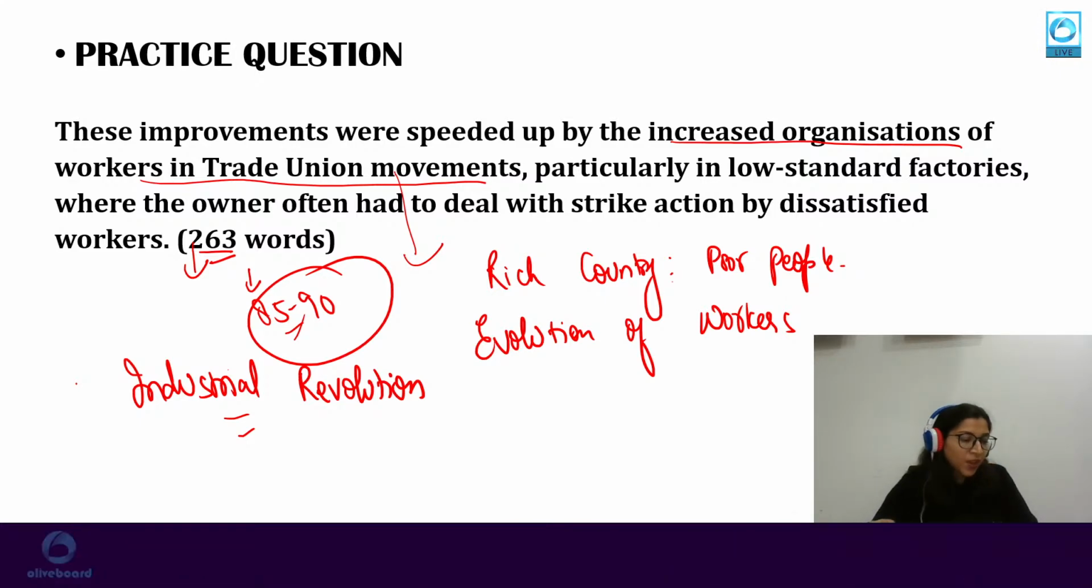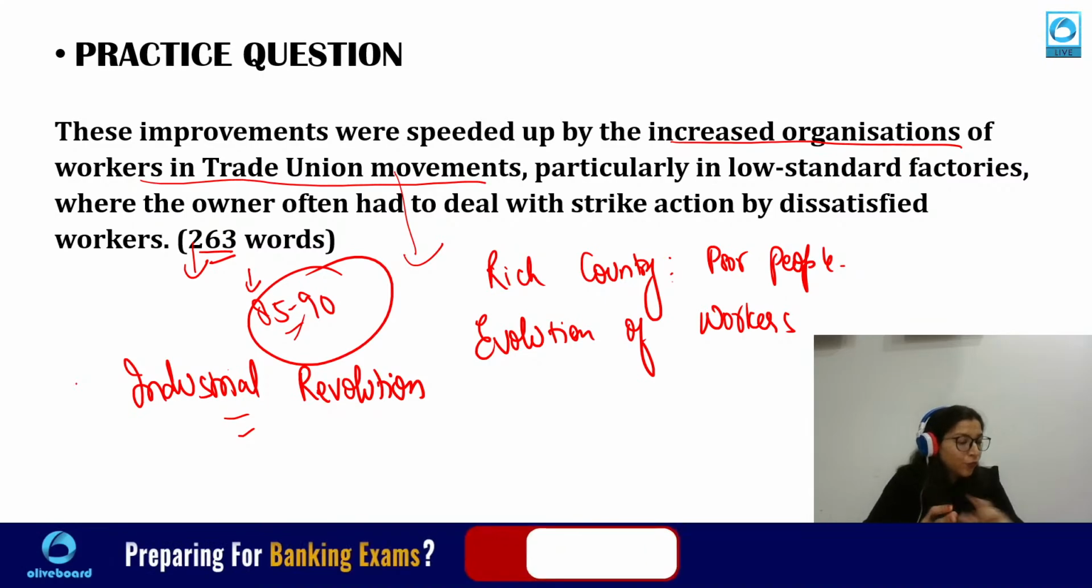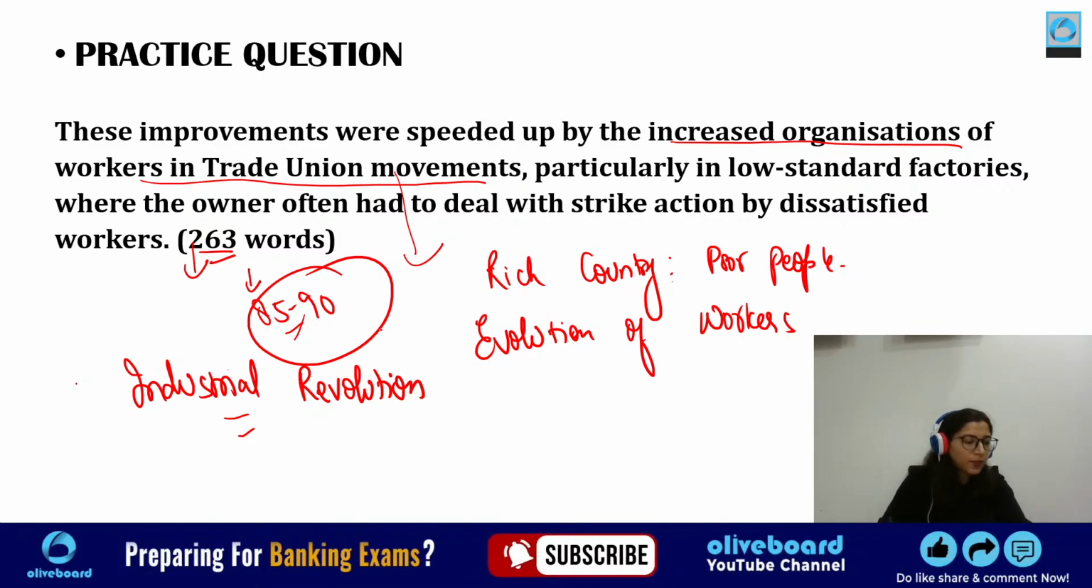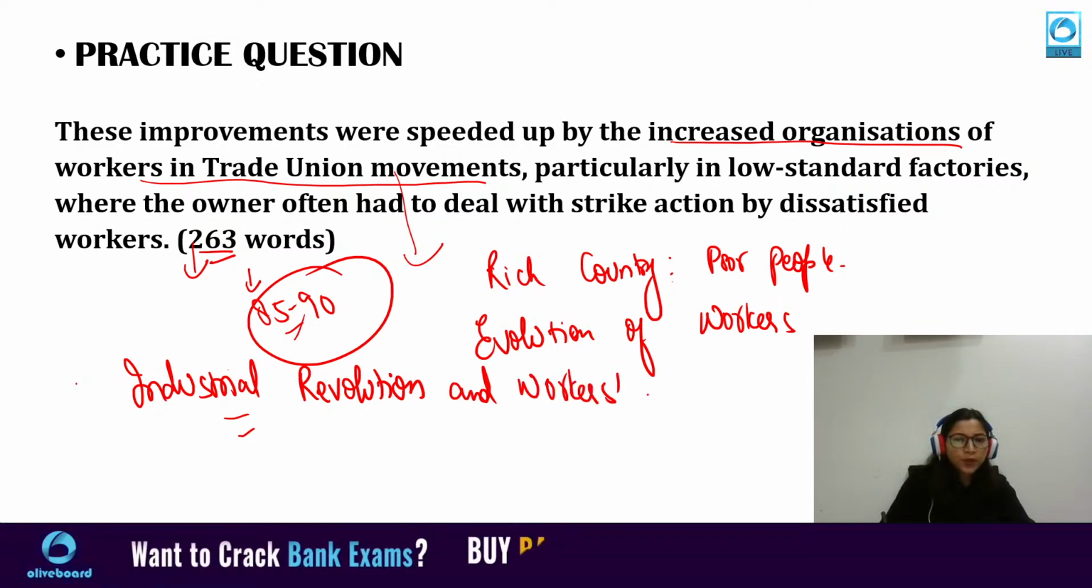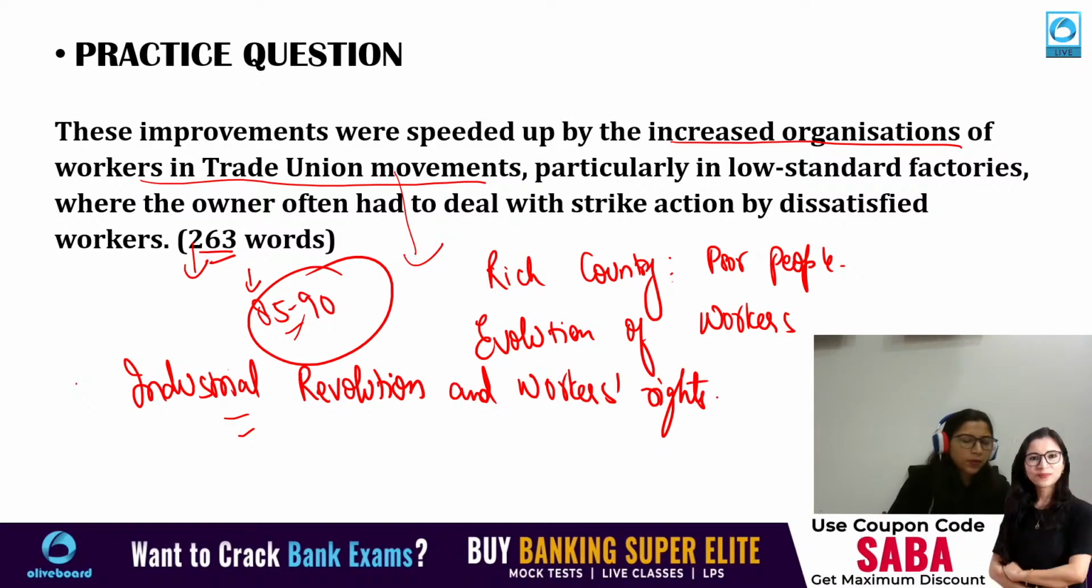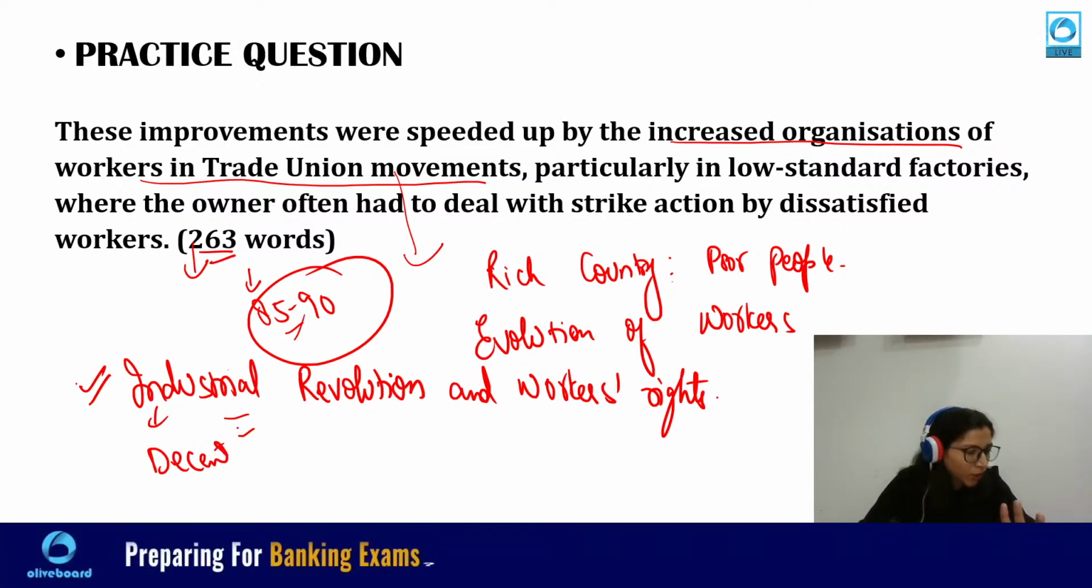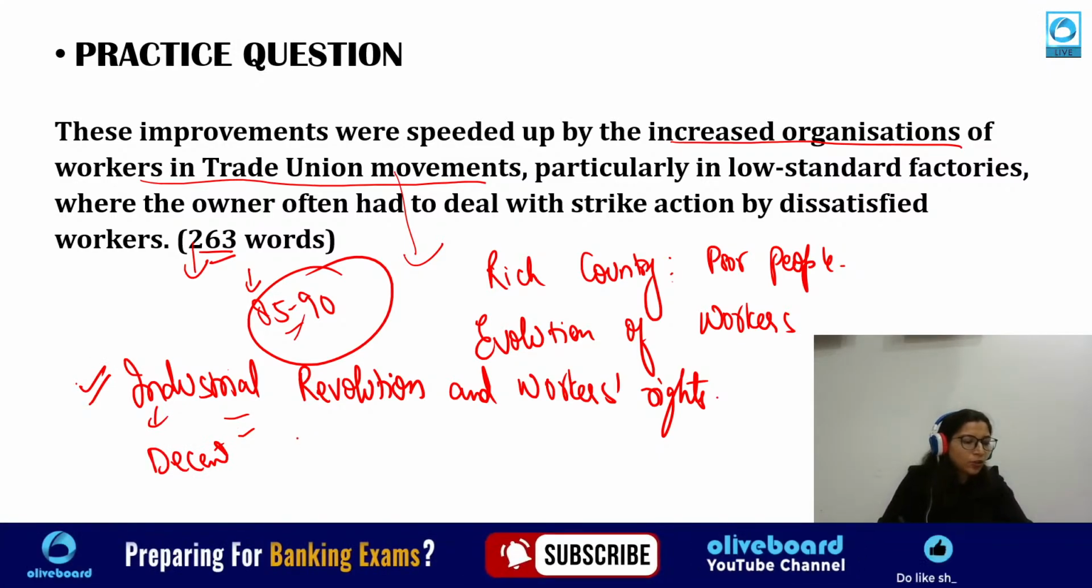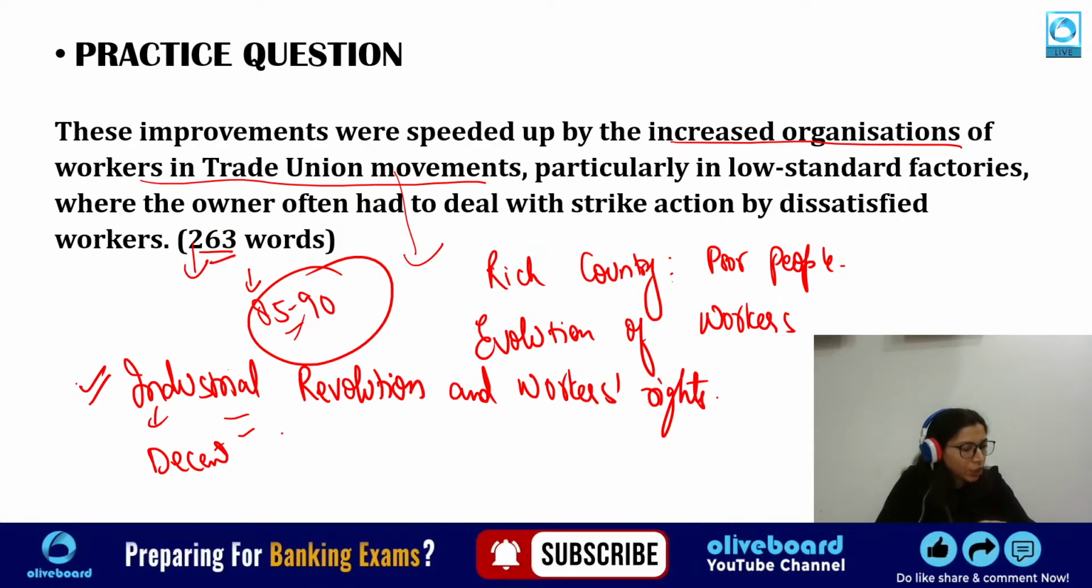Changing temperament. Guys, the titles are very good. Best title I got till now: industrial revolution and workers' rights. This is the most decent one so far. Very relevant, the most relevant topic I have got so far. Yes, impact of industrial revolution on working conditions. Yes, Ritu, that is also good.